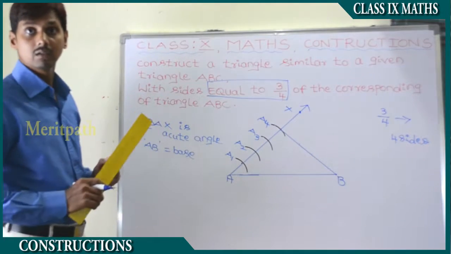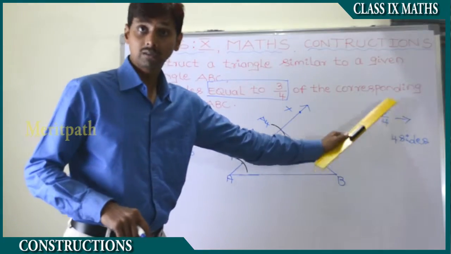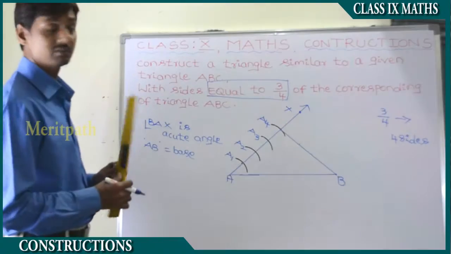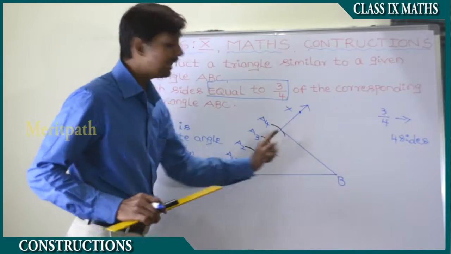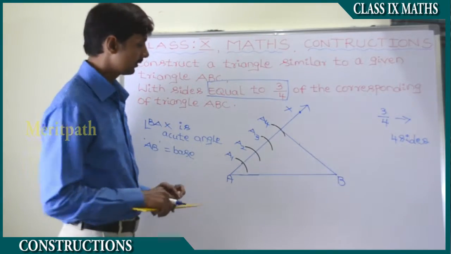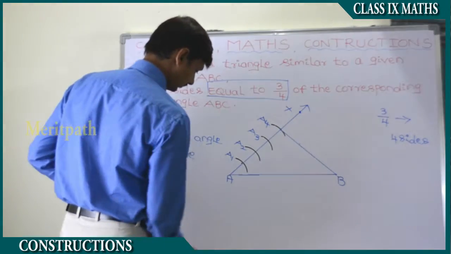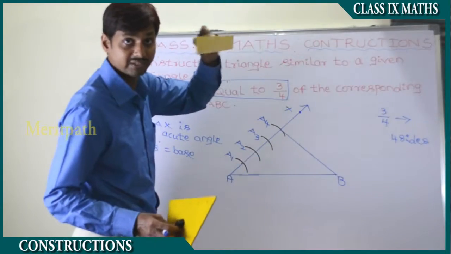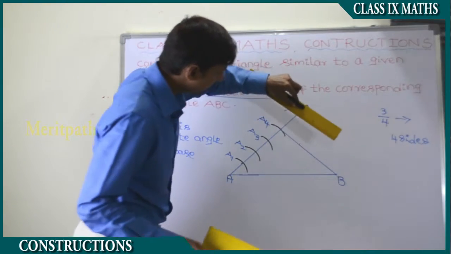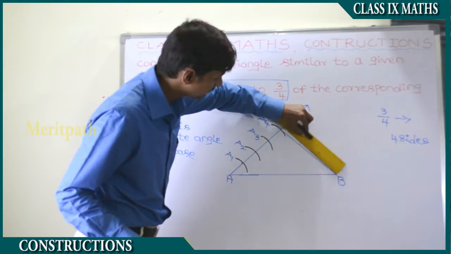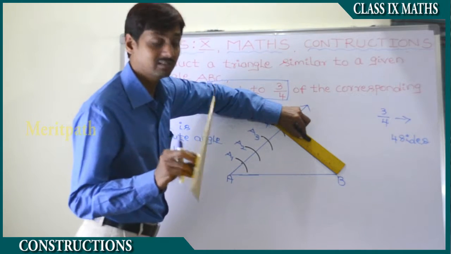So now we need to take 3 parts separately. For that, let's draw a line parallel to BA4, that's nothing but A4B. To draw a parallel line to this, let's use a set square and the scale, which is nothing but a ruler. We have placed the ruler on the side A4B, and let's take the set square.